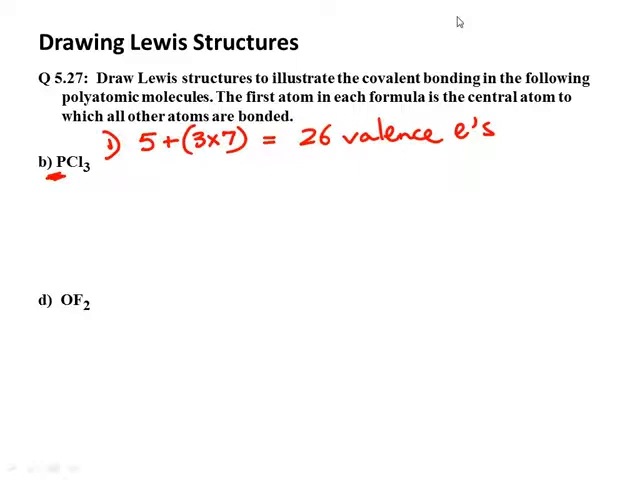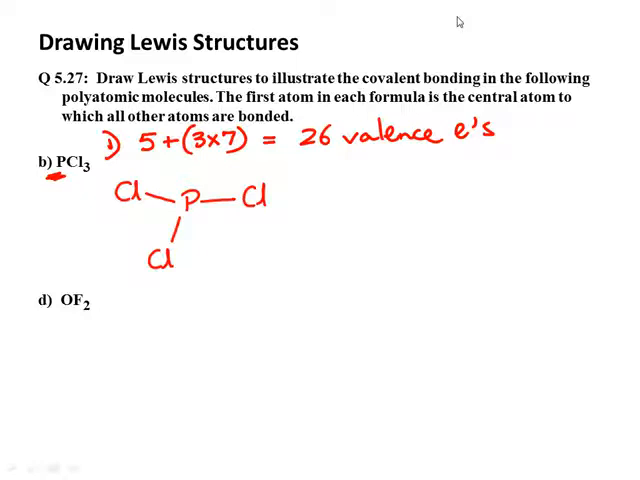After counting the 26 valence electrons, we write the central atom, which is often the first listed atom, and then connect it with each of the atoms that surround this central atom with a single bond. So just using a single bond. Now remember that each single bond is 2 electrons.